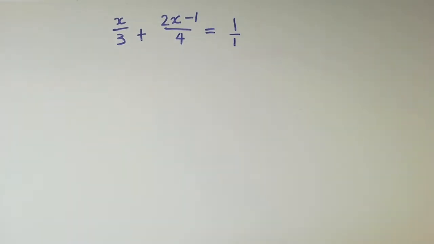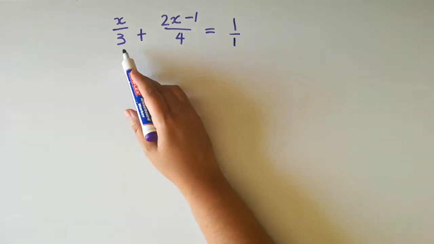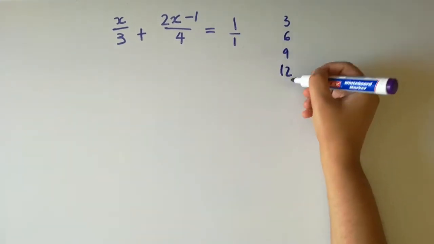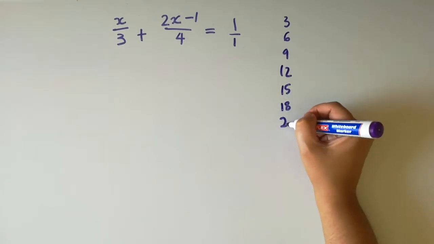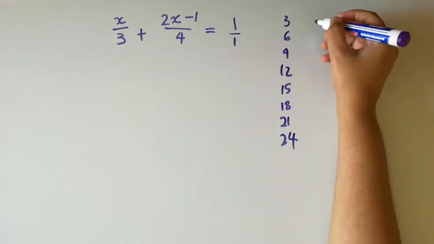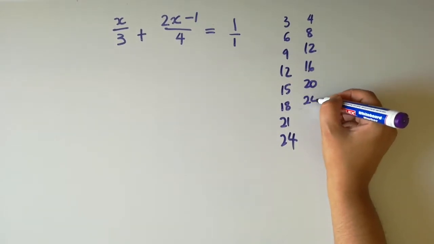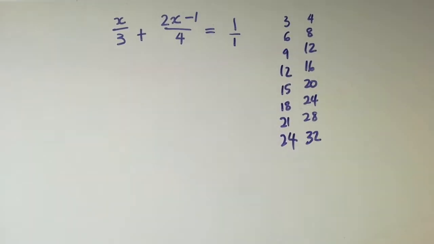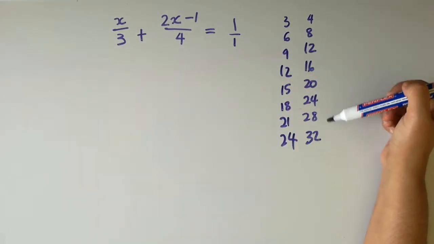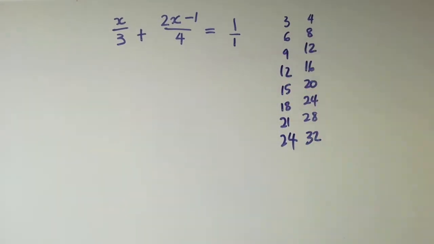The second step we're going to do is find the LCD of 3, 4 and 1. So I'm going to look at multiples of 3. I'm going to say 3, 6, 9, 12, 15, 18, 21, 24, etc. Then I'm going to look at multiples of 4, and I'm going to say 4, 8, 12, 16, 20, 24, 28, 32, etc. I don't need to look at multiples of 1 because we can divide any of these numbers by 1. Now I'm going to look at which of these two are common.